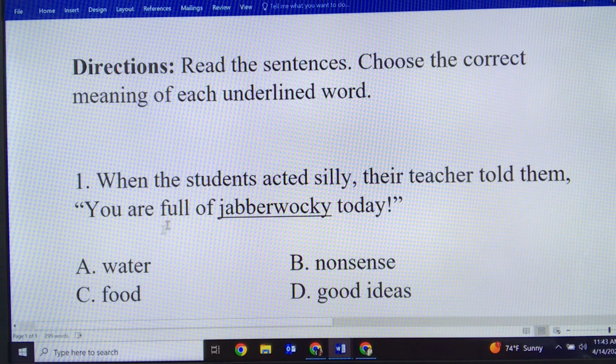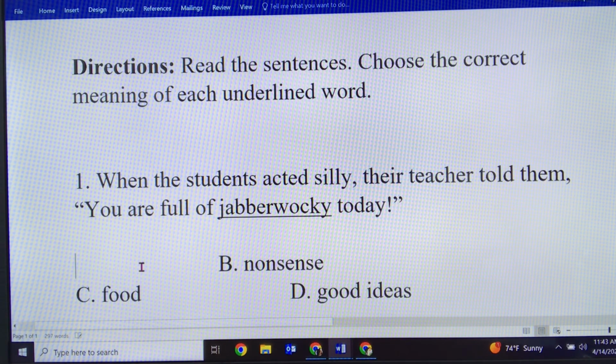And let's just kind of trade out water for Jabberwocky and see if it makes sense. You're full of water today. That doesn't really make sense. It would make sense if the kids were all asking to use the bathroom, that they were full of water, but that's not what it says. It says the students were acting silly. So I'm going to go ahead and eliminate choice A, water.